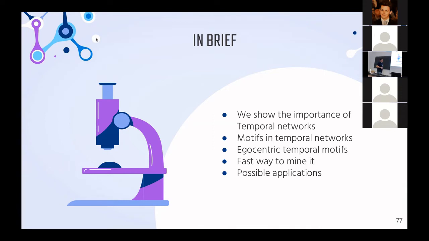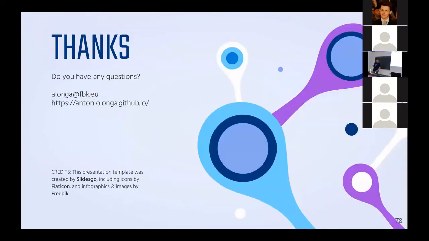So in brief, we show the importance of temporal networks in real-world scenarios. We show motifs in temporal networks. We propose these egocentric temporal motifs, a fast way to mine them, and finally possible applications. And that's it. Thanks. Do you have any questions?